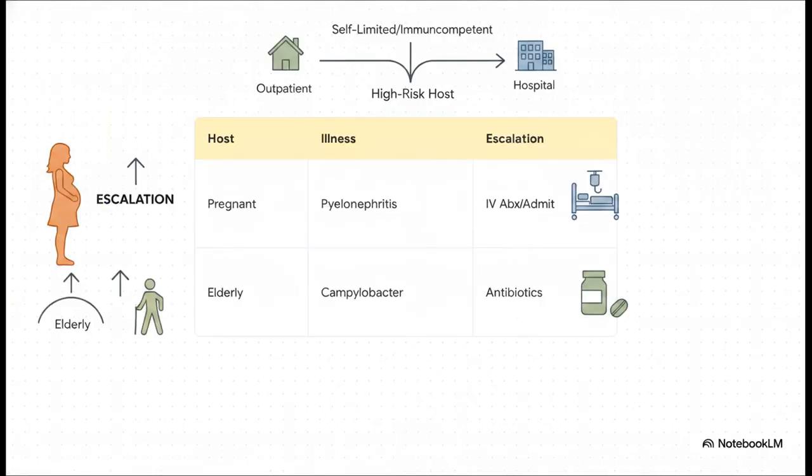What about Campylobacter gastroenteritis? Well, outpatient observation is safe when the illness is self-limited and the host is immunocompetent. But escalation to antibiotics and admission is required when the patient is a high-risk host. Think pregnant, immunocompromised, or elderly patients. The key clue is the altered immune state, meaning reassurance is dangerous. For instance, pyelonephritis requires hospitalization and IV antibiotics simply because the patient is pregnant.